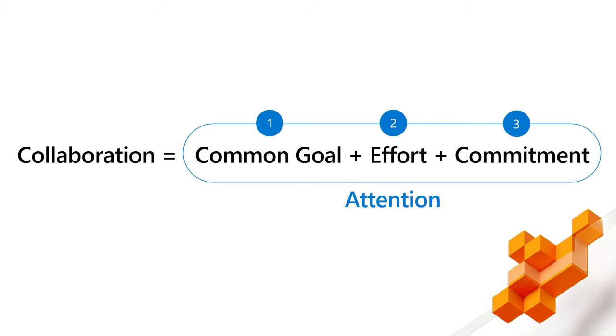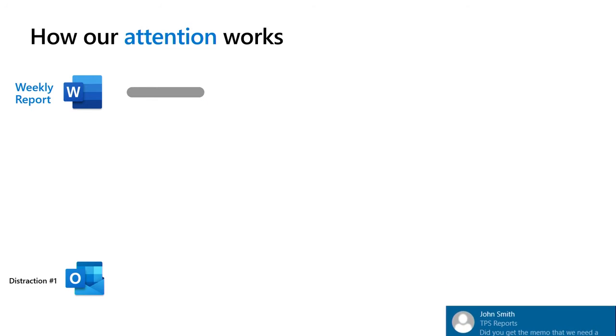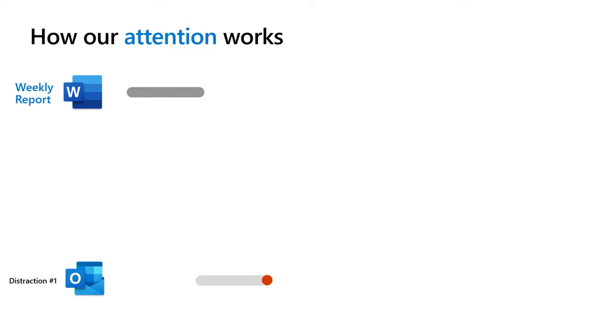So the question is, how does attention influence the way we collaborate? Let's quickly see how our attention works. Let's assume that we are putting a weekly report together, and we're using Word to do that. Now the red dot on the screen is your attention. Let's follow what happens with the red dot. We start to work on our weekly report, and suddenly we get an email from our good friend, John, and we quickly move our attention to our email. We read our email, and now we want to go back to doing a Word document. Now watch what happens to our attention very carefully.